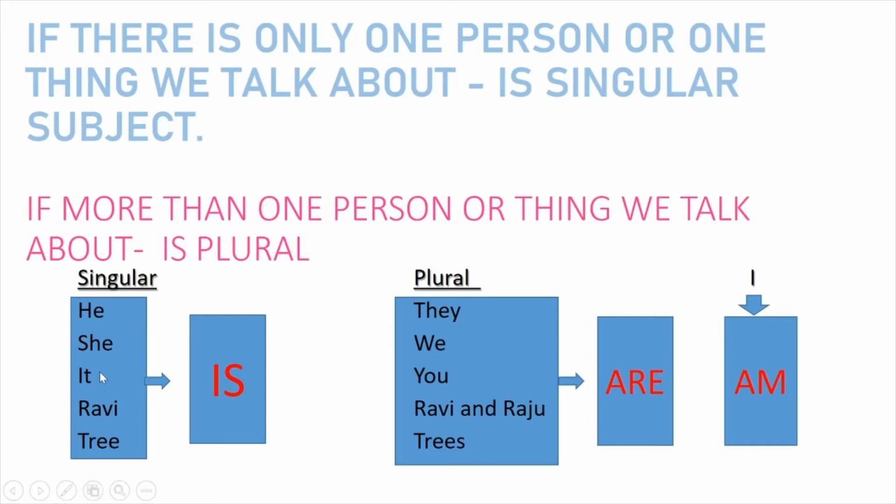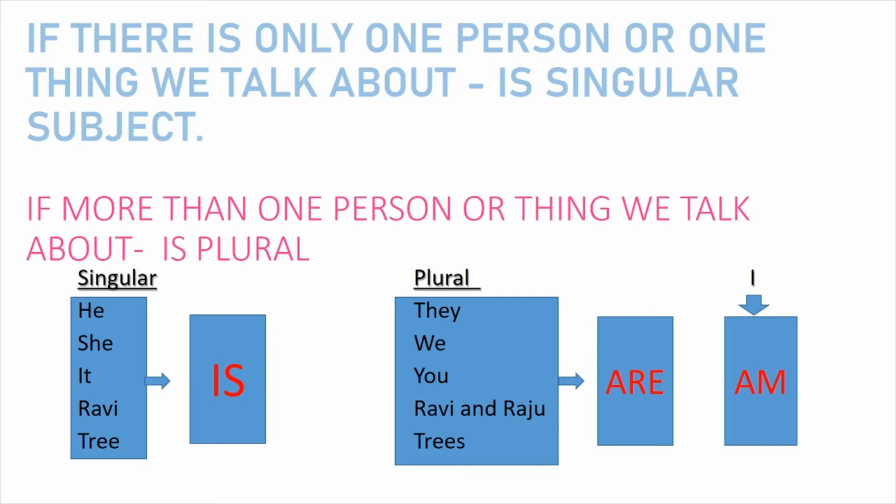In this table, we have shown singular as he, she, it, Ravi, tree, etc. Plural as they, we, you, Ravi and Raju, trees, etc. One more subject is there while we deal with, that is I. Here we have shown that with singular subject we have to use is, with plural subject we have to use are, and with I we have to use am as helping verb to speak about present continuous tense.